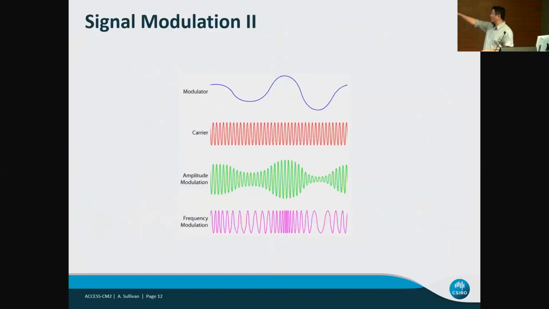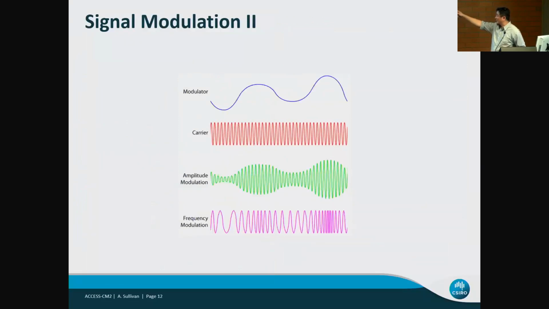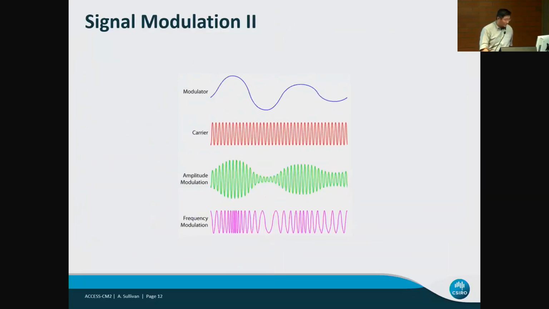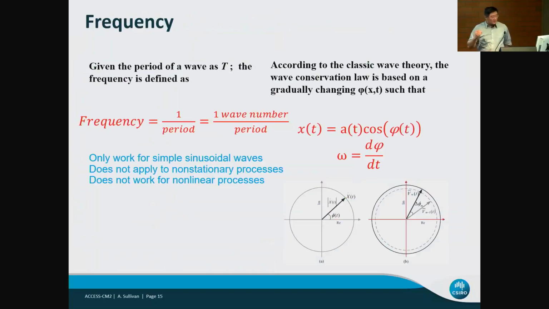Something like this, the amplitude change, the frequency change. Actually, if you really count, you can't really find the frequency based on the traditional method. So that's why we have to introduce the instantaneous frequency. And I don't want to introduce too much because the basic theory is based on the Hilbert transform. I don't want to touch that. I just want to give you a very, very simple idea.